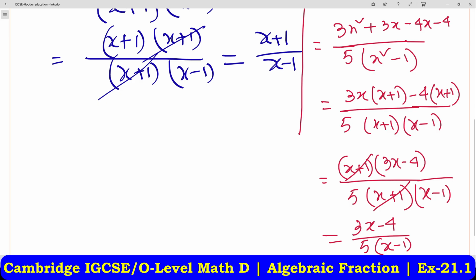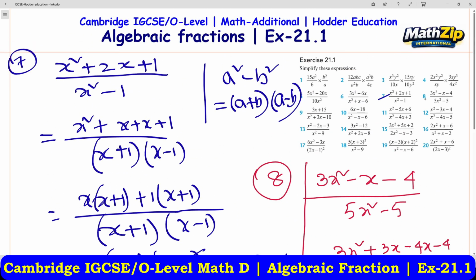Very simple. So it's a very important math. I hope you understand. If you have any question, please write a line in the comment section. So here is almost 20 math, and we need several parts. This is part 1 of exercise 21.1. I am following Cambridge O-level Hodder Education.